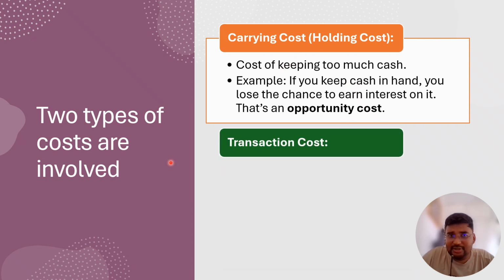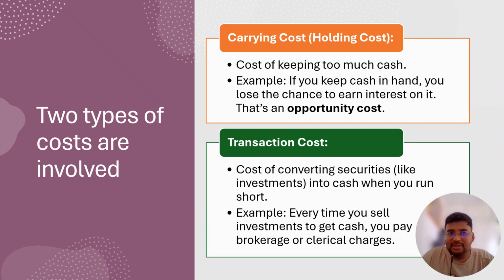The second cost is the transaction cost. This happens when you don't have enough cash and you need to again and again arrange money for your business. Each time you do that, you pay fees, or even if you are not paying fees, it involves a lot of time in order to convert a security into cash. So the time which you are investing, the fees that you are paying, the expenses that you are incurring for converting a particular security into cash, that's what is called the transaction cost. So one cost is for keeping too much cash, and the other cost is for keeping too little cash.